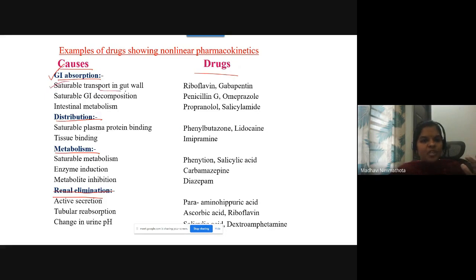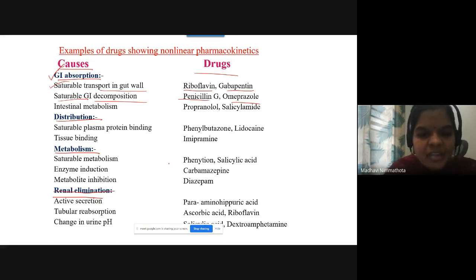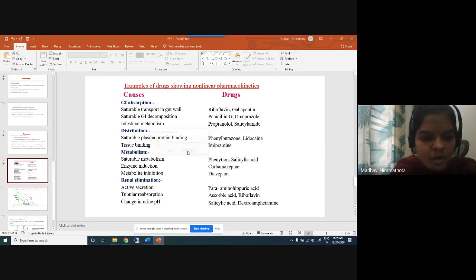Saturable transport in the gut wall: the examples are riboflavin, gabapentin. Saturable GI decomposition: penicillin G, omeprazole. In this pattern, you have to learn all these examples of the mechanisms or causes of nonlinearity and the drugs for these examples, which type of mechanism each is following. It is very simple and very easy. Once you read it, it is easy. So these are a few examples of the drugs which exhibit nonlinear pharmacokinetics.